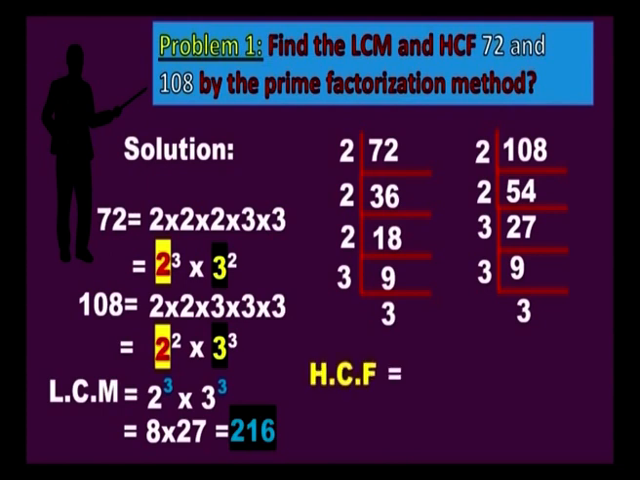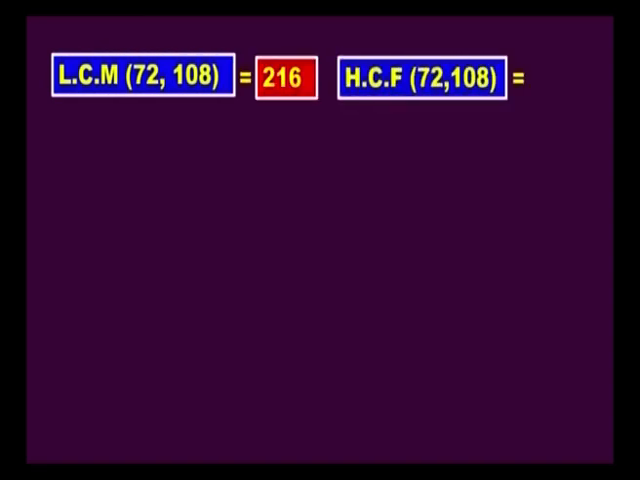HCF is equal to 2 into 3, since I should take only common primes. 2 and 3 are common in both prime factorizations, so I am writing 2 and 3 here. Now coming to the power, we should take the smallest powers. In the prime factorization, 2 cube and 2 square, the smallest power is 2. So I write 2 square, and for 3 also 3 square. 2 square is 4, 3 square is 9, 4 into 9 is 36, so 36 is the HCF. So LCM is 216 and HCF is 36.